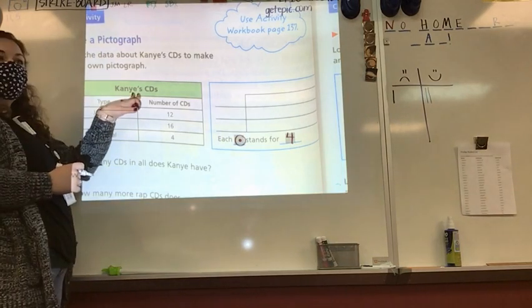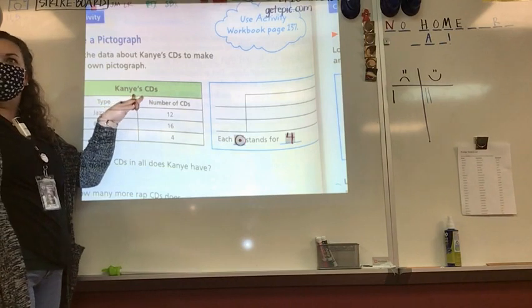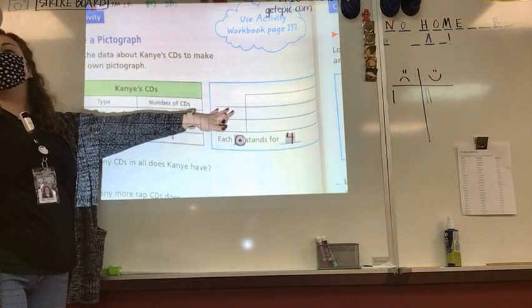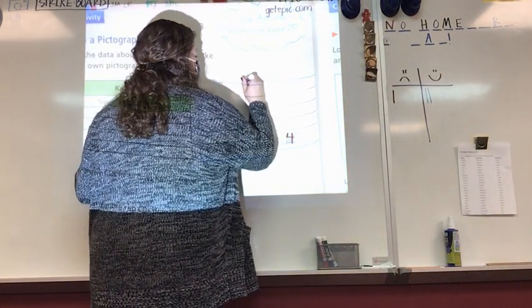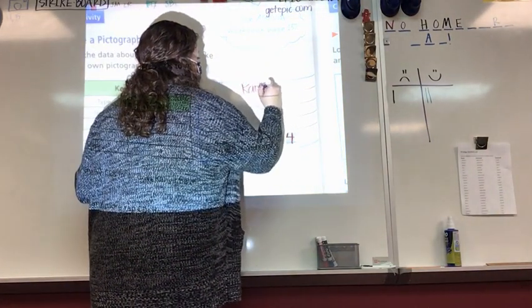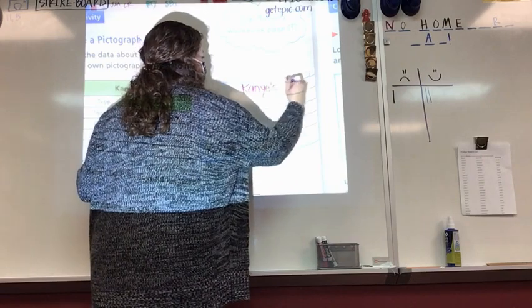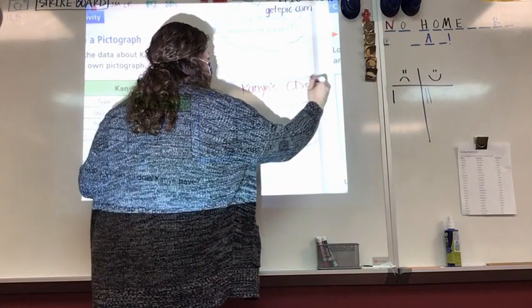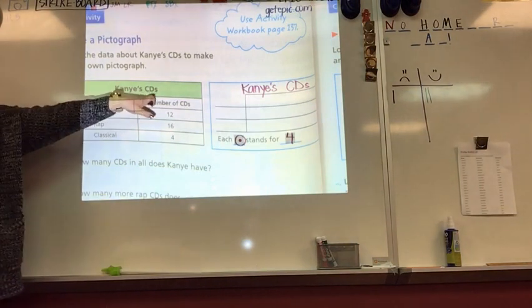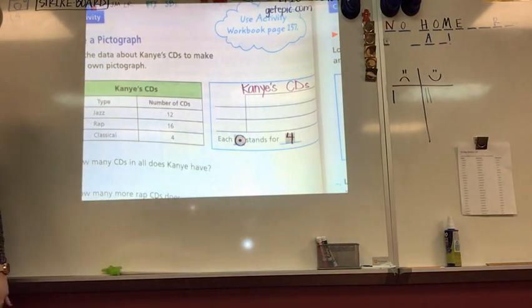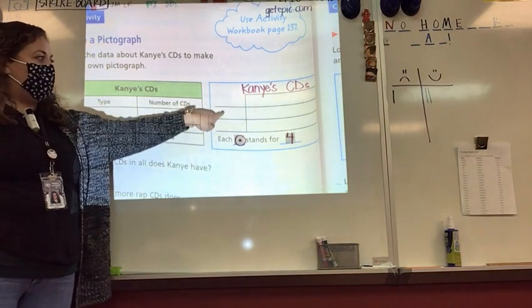We can use the same title because we're talking about the same stuff, right? So the title of our pictograph is going to be Kanye's CDs. I'll write that right over here. How do you spell CD? It's just a C and a D and then an apostrophe S right there. Yep.